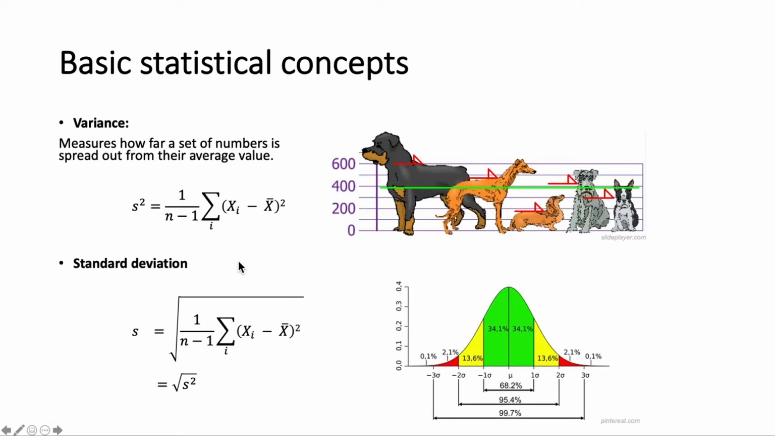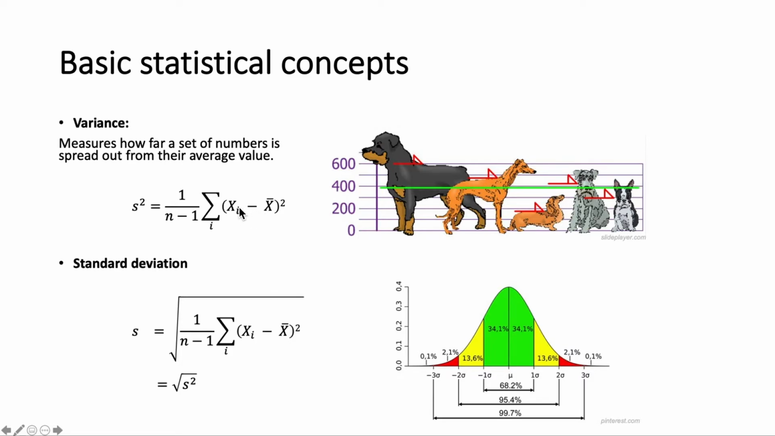And we also have the standard deviation. The standard deviation is just the square root of the variance. Both of them measure the variation of the data, but the standard deviation is easier to interpret because it's in the same units as the original data set. As you can see here, we take the square root because here we square the values of the difference between each data point and the mean.